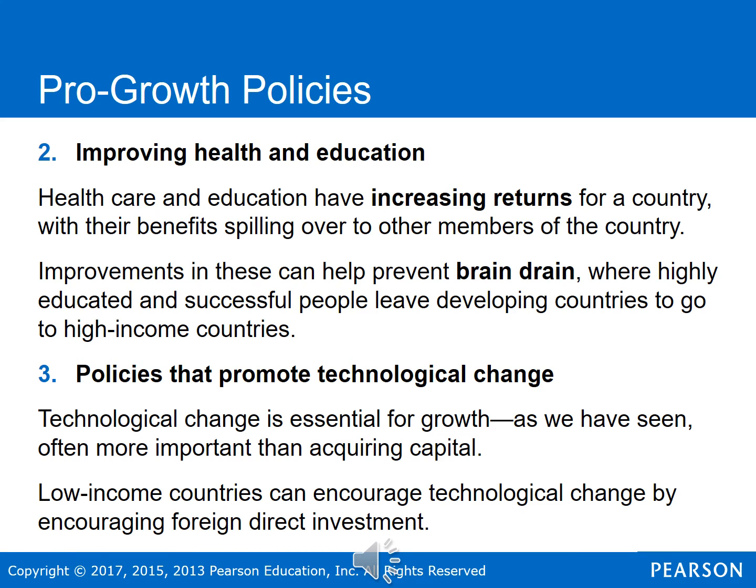Another thing that improving the health and education of a country can do is reduce what's called brain drain, where the highly educated and the smartest people in a country leave the developing country for high-income countries. This migration is going to occur when successful individuals or intelligent individuals that know they're going to have success in the future believe that economic opportunities are very limited in their country, but they're much better in other countries.